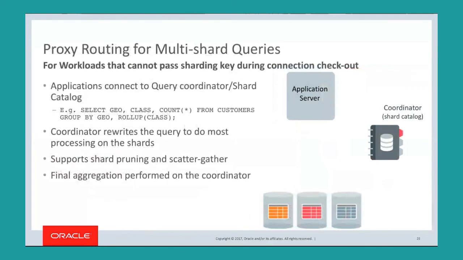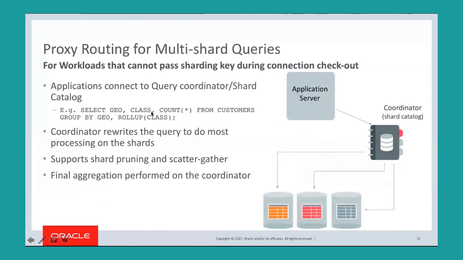Now, for a reporting workload or for workloads that cannot pass a key, you would do what's called proxy routing. This is for multi-shard queries, when you want to go across multiple shards to get your queries executed. So again, the important thing is, both with direct routing and with proxy routing, there is zero change to your SQL code. Your code is untouched. You take the same exact SQL and then you play it here. The reporting query that I'm showing in this example has group bys and rollups, etc.